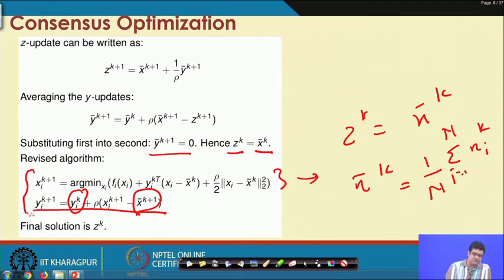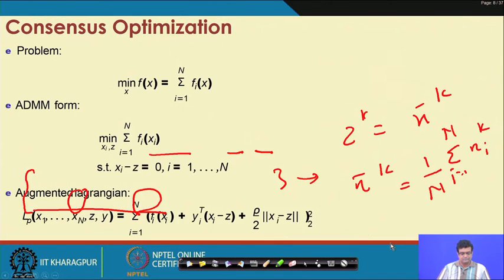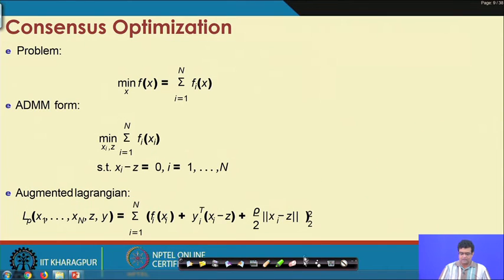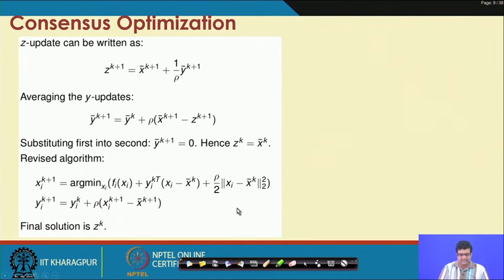So for this kind of consensus optimization problem, which is this problem, the updates are something like this. So these are the final updates. And the final solution is going to be z k, which is nothing but x bar k. So the average of all the x's is the final solution that you will get for the original problem.